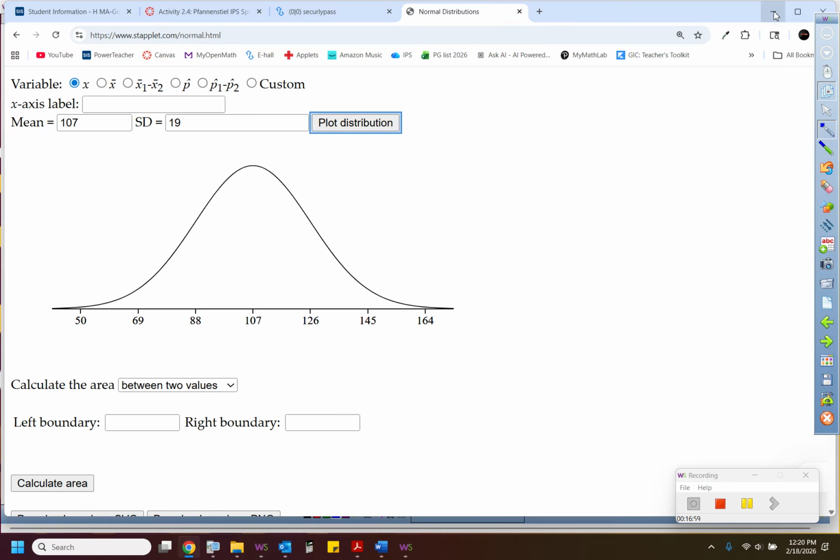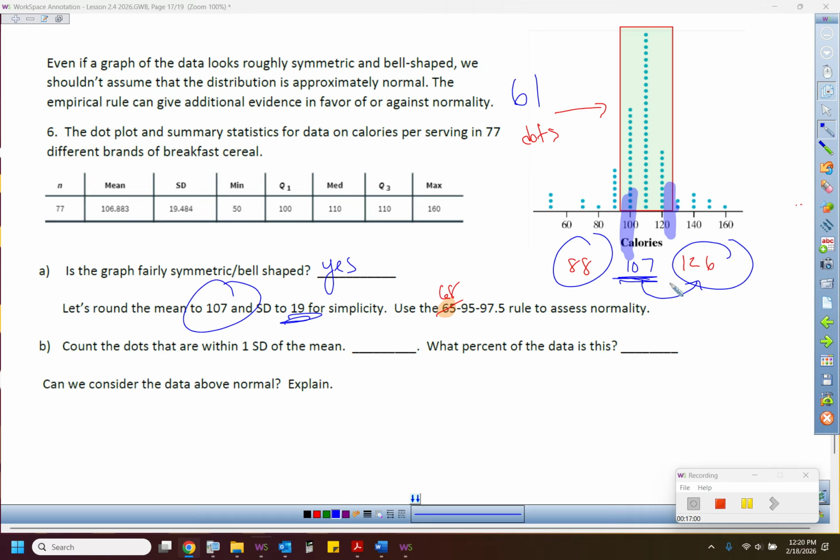The reason why I put the box around that is because people ask great questions like, how do you know where 88 is? Where are these big rows of dots? The textbook told me those are not at 88. They're at like 85, so they're below that. But here's the moral of my story. 61 dots are within one standard deviation of the mean. And do you see up here? 77. So let's see how many are in there.